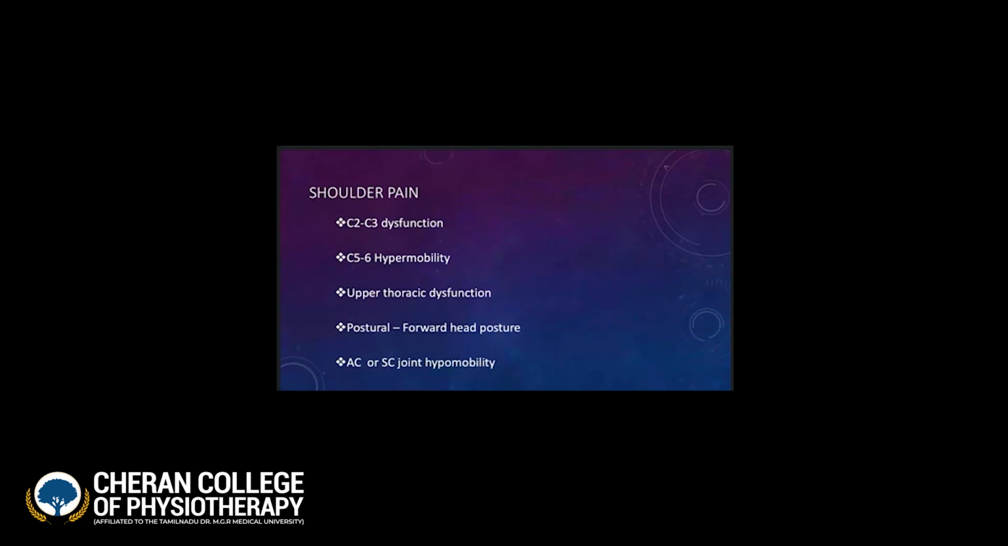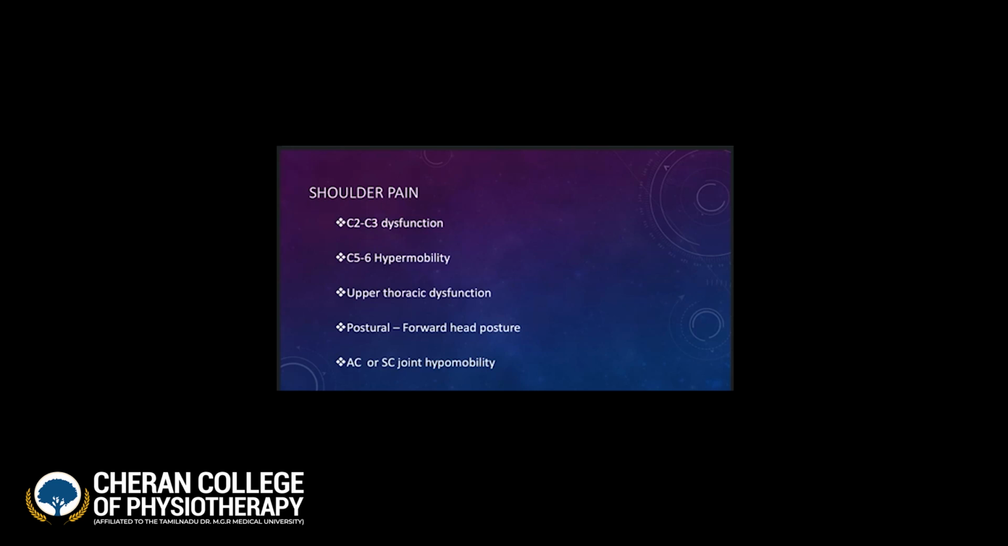The other one would be C5, C6 hypermobility. Again, when I say hypermobility, it will be excessively movable. It's not a structural hypermobility. Again, we don't have time to go into detail on every one. We'll just learn the verbiage, learn the terms. Maybe next time we'll talk more about it. So C5, C6 hypermobility, when there's a little instability at C5, C6, can trigger anterior shoulder pain.